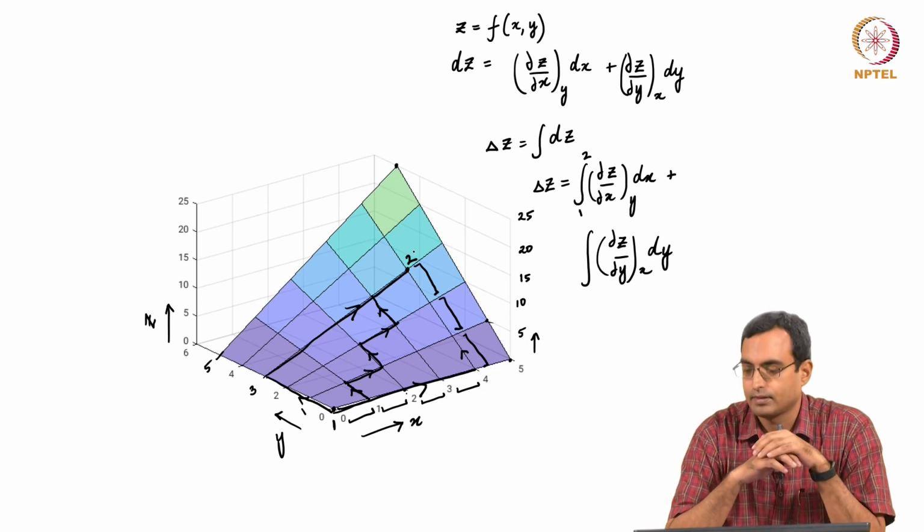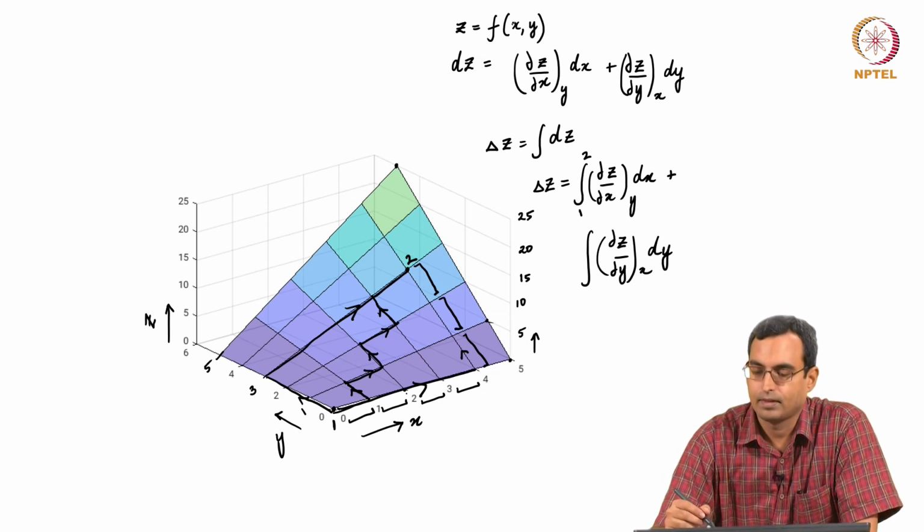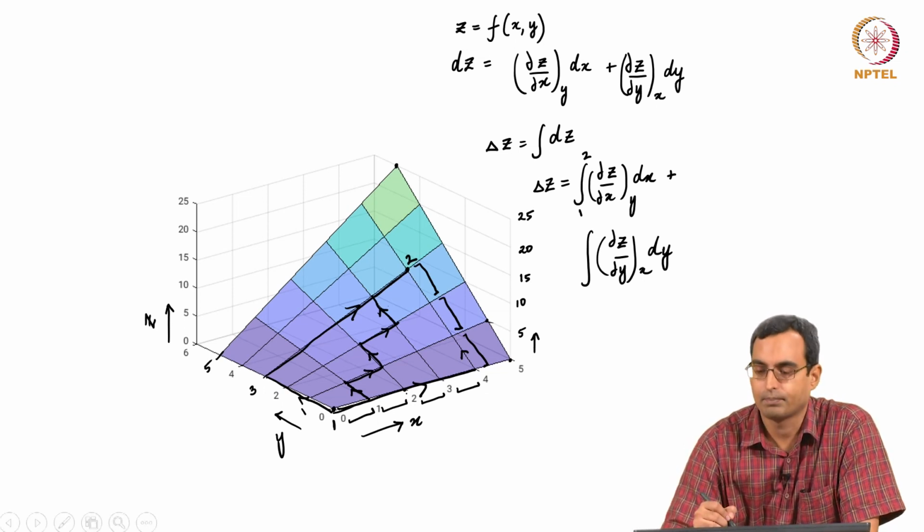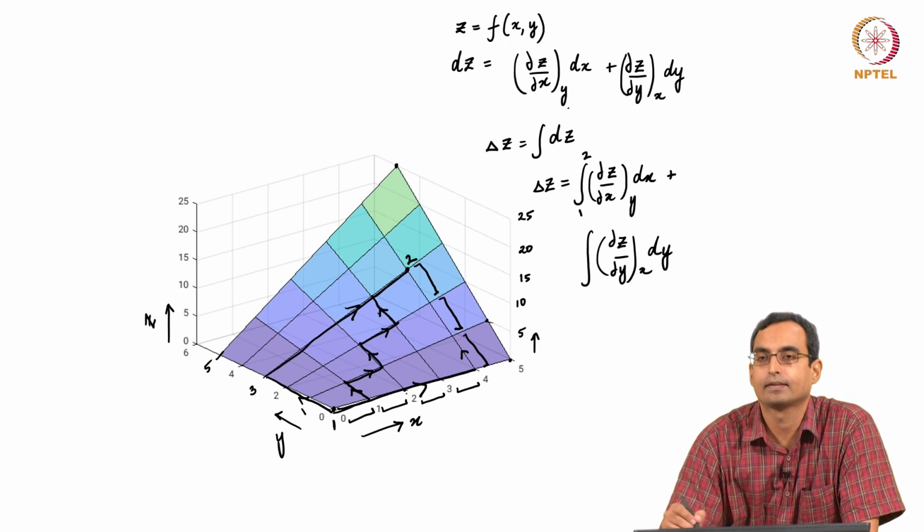So, what we see is, more generally we have functions, some z which is a function of two variables, and dz, if it is a function of two variables and this z represents some point on this map, then dz can be written in this fashion.